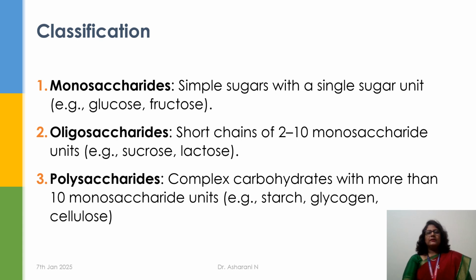Coming to oligosaccharides, these are short chain carbohydrates comprising 2 to 10 monosaccharide units. For example, sucrose is a disaccharide, and lactose is a disaccharide. The third and final classification is polysaccharides. Poly means many. Any carbohydrate which has more than 10 monosaccharide units is grouped as poly. If they are made of the same type of monosaccharide, they are called homopolysaccharides, and if they have different types of monosaccharides, they are called heteropolysaccharides. We will not go in depth into these.